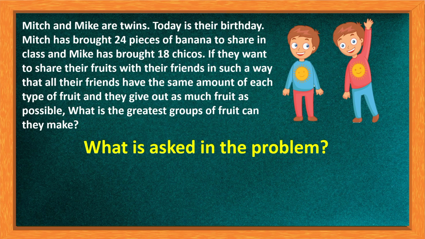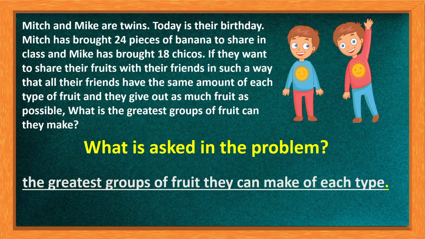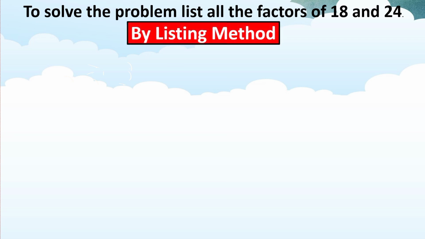What is asked in the problem? Very good. The greatest group of fruit they can make of each type. To solve this problem, we need to find the GCF, or the greatest common factor. We can use different methods in finding the GCF of two or more numbers, and one of these methods is what we call the listing method.